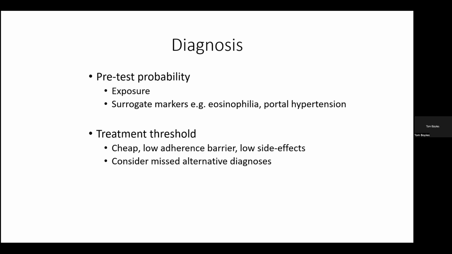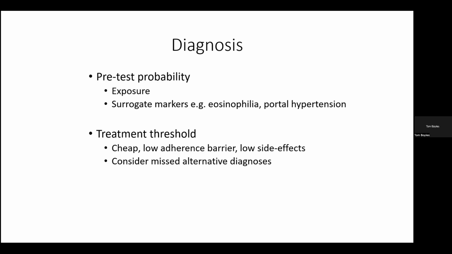Once you know the pretest probability, the other thing you need to know is the treatment threshold. That's the probability at which, if you don't have any more tests, when you've exhausted all your tests and you're just left with a patient in front of you, you have to decide whether or not you're going to treat them when you're neither 0% nor 100% sure that they have the condition. The treatment threshold is affected by many factors. In this case, in terms of treatment, you've got a very cheap drug, a very low barrier to adherence because you take it in a single day or a single dose. The drug has very low side effects.